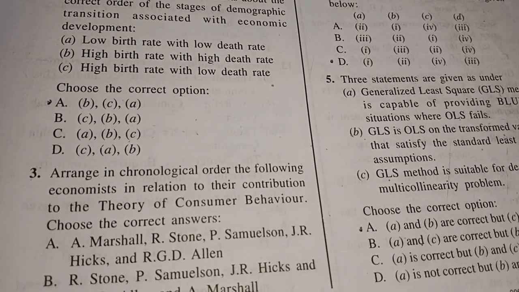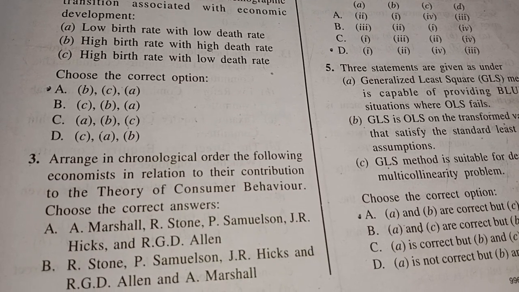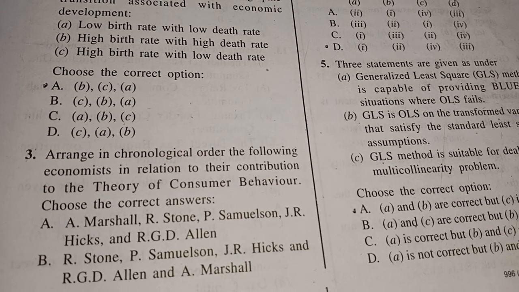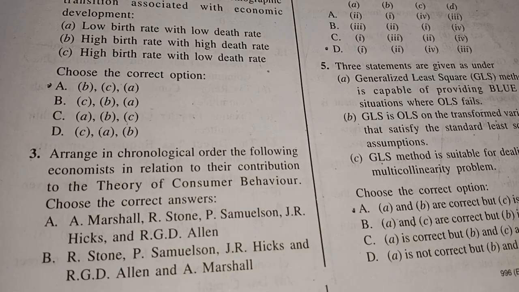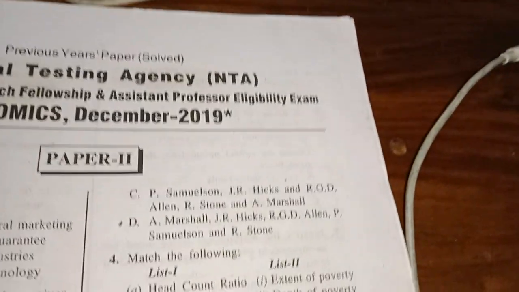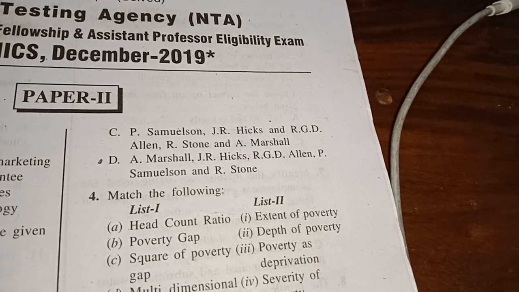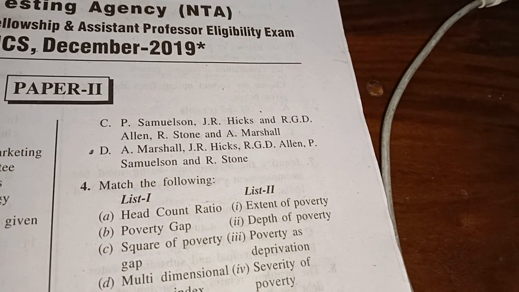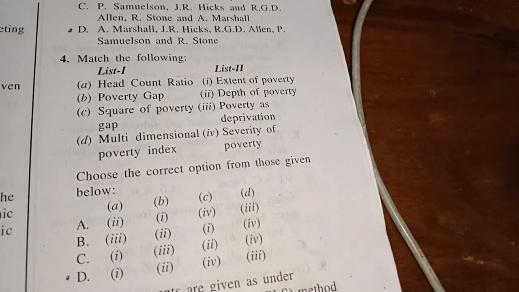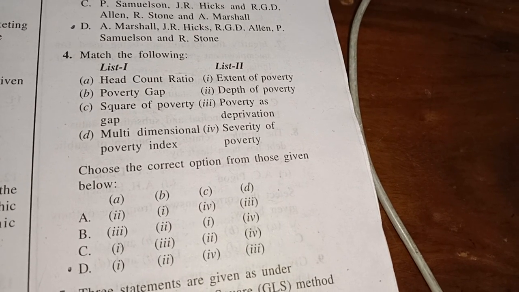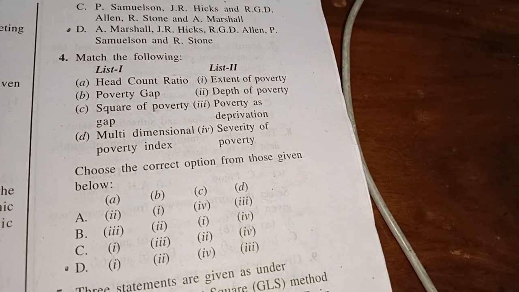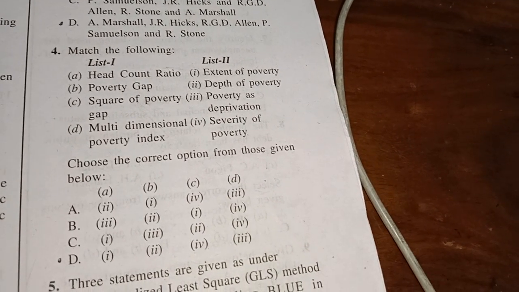Arrange in chronological order the following economists in relation to their contribution to the theory of consumer behavior. Choose the correct answers. A. Marshall, J. R. Hicks, R. G. D. Allen, P. Samuelson, R. Stone.